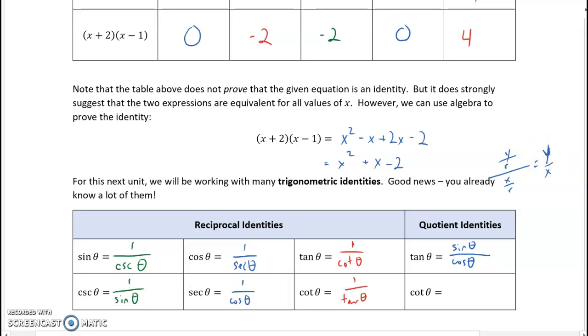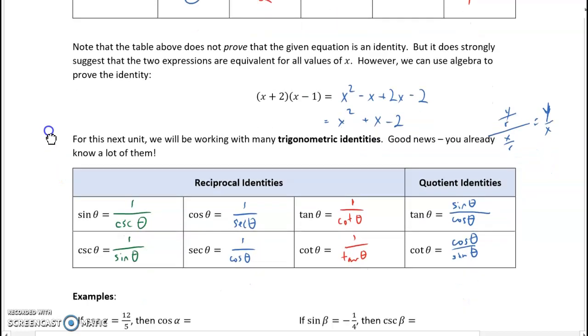And then likewise, if we know the reciprocals, then we know that the cotangent is going to be the same thing as the cosine divided by the sine. All right, so these are some fundamental ones. You're already familiar with them, but let's make sure that we explicitly talk about them now because we need to know them going forward. So how do we use these in a problem?